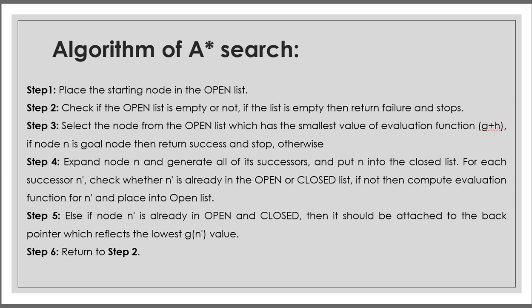In step 3, select the node from the open list which has the smallest value of evaluation function g plus h. If node n is the goal node, then return success and stop, otherwise step 4: expand node n and generate all of its successors and put n into the closed list. For each successor n', check whether n' is already in the open or closed list. If not, then compute the evaluation function for n' and place it into the open list.